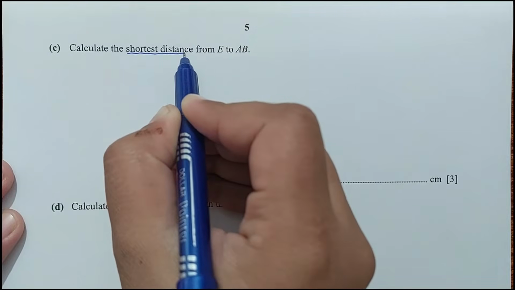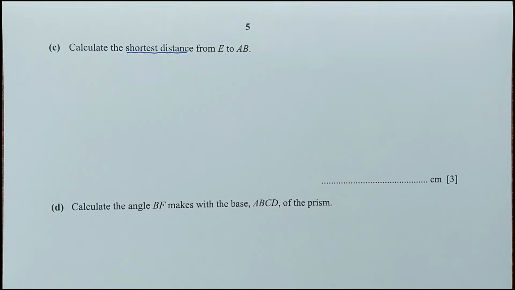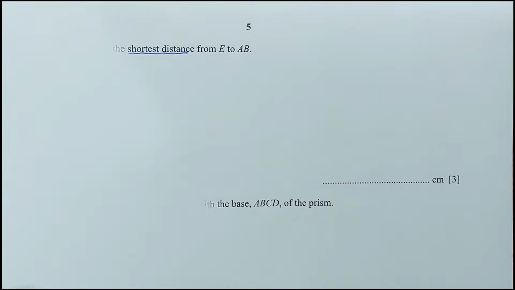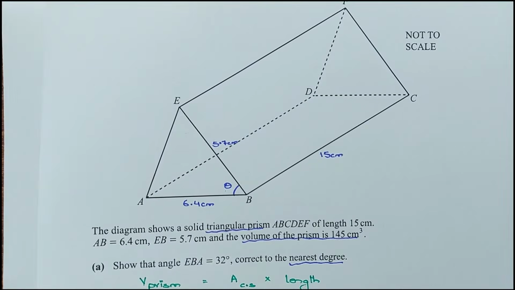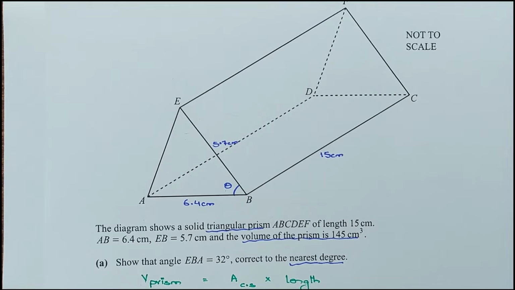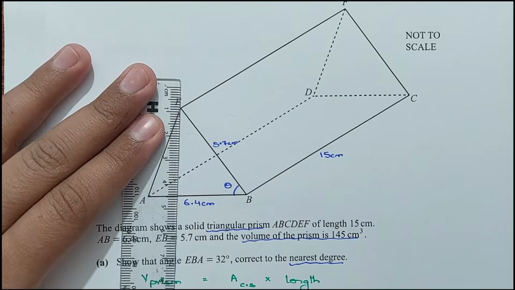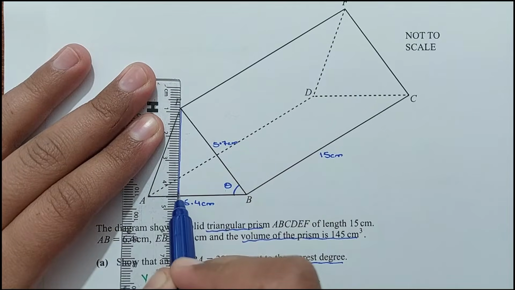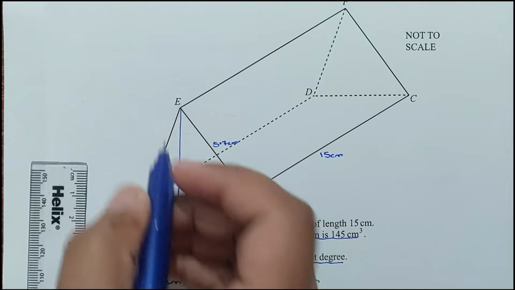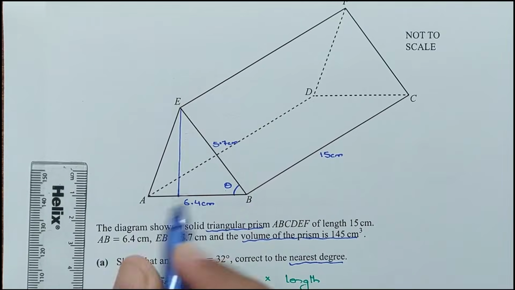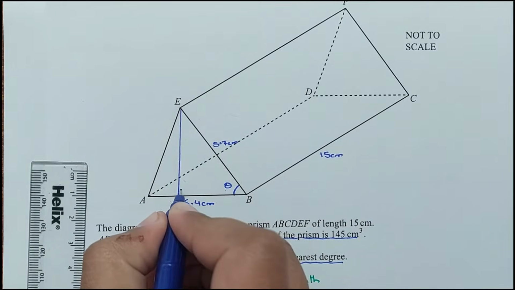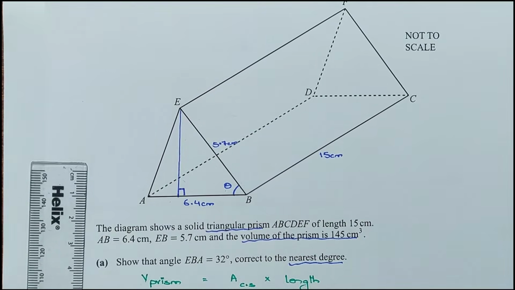Shortest distance is the perpendicular distance, right? From E to AB. Okay, so look at the diagram. From E to AB, we have to find the perpendicular distance. So we have to draw the perpendicular line from E to AB, right? This distance we have to calculate, right? So this should be a right angle triangle now. Let me draw this triangle separately.